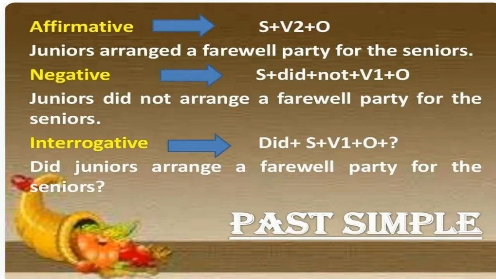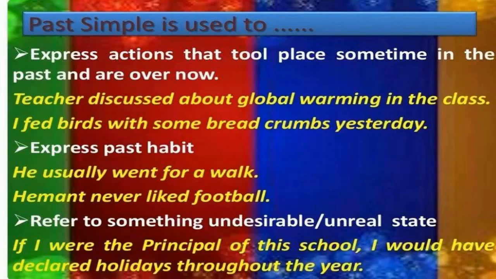Okay, so this is how it works. Whenever we are telling a story, we use past indefinite tense. Let's see on the next slide the implementations of past simple tense, that is, when do we apply it? To express an action that took place some time in the past and is over now. Teacher discussed global warming in the class. So this thing has been discussed or done in the past. I fed birds with some bread crumbs yesterday.